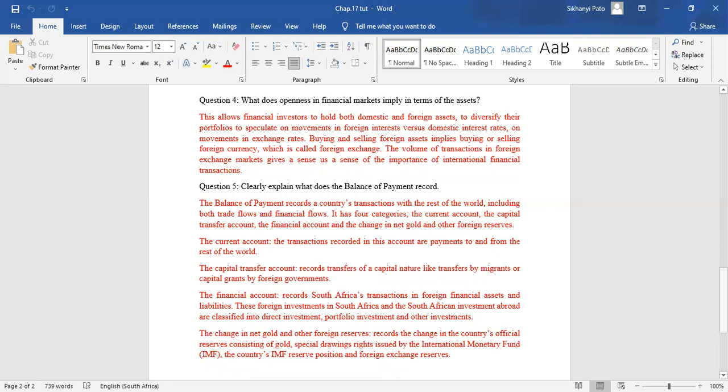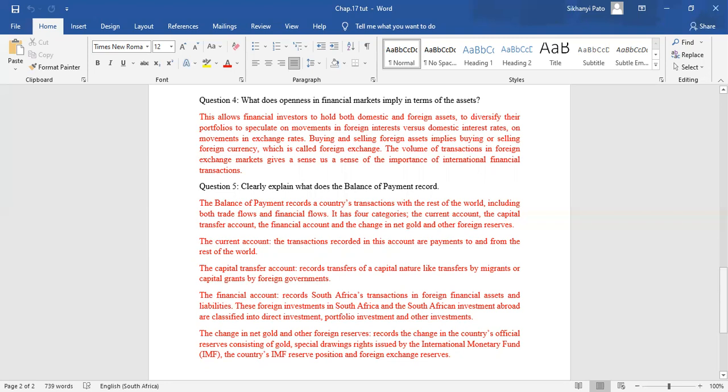The current account records payments to and from the rest of the world. The capital transfer account records transfers of a capital nature, like transfers by migrants or capital grants by foreign governments. The financial account records South Africa's transactions in foreign financial assets and liabilities.